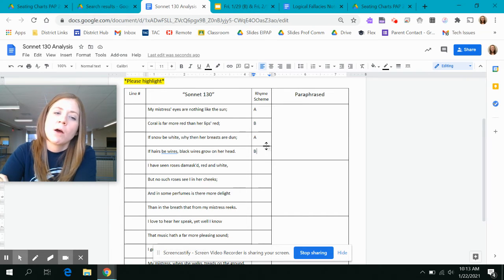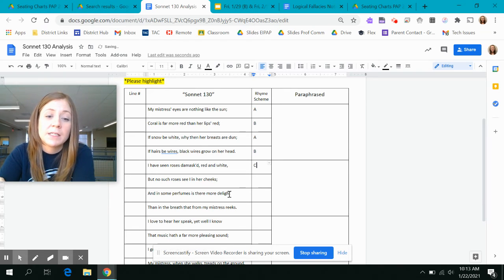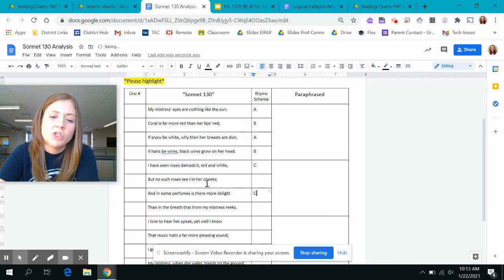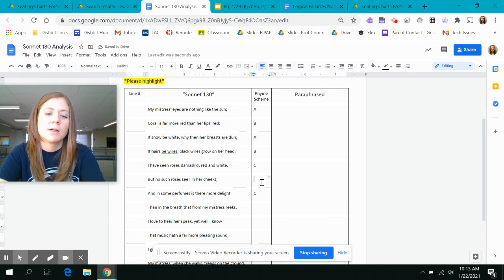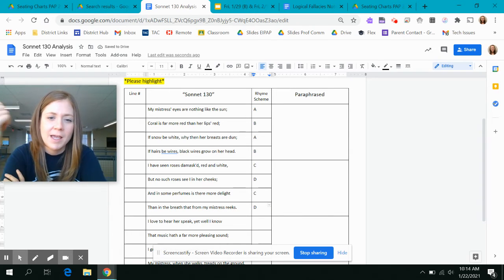That means that they are one quatrain. Don't forget to label your line number out here on the left. If I look at my next quatrain, I have the word white. White doesn't rhyme with any of these words up here, so I'm going to mark it as C. Delight rhymes with white, so I'm going to mark it as C. And then cheeks and reeks are 2 new words that rhyme together, so I have D. You're very quickly going to see the rhyme scheme that's happening. C, D, C, D.